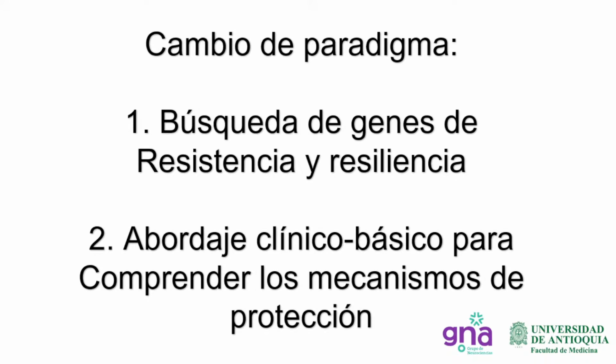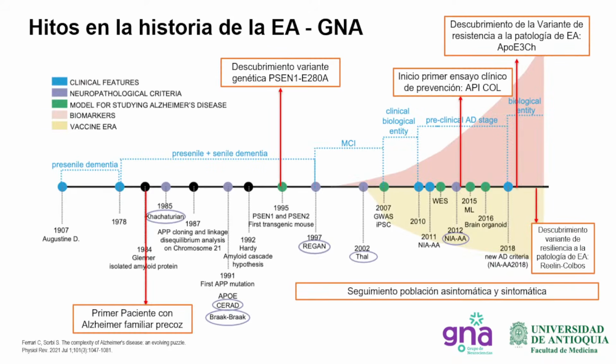Entonces, ese cambio de paradigma, desde el primer caso, que fue en el año 84, ese seguimiento que se ha hecho, el descubrimiento de la mutación en presenilina 1 en el año 95, nos ha permitido tener ese primer ensayo clínico y el descubrimiento de variantes genéticas de resistencia, que es APOE3-Christchurch, de resiliencia, que es RELN-Cusco, y otros genes candidatos que acabamos de someter asociados a protección.